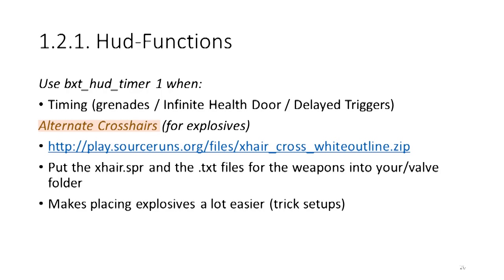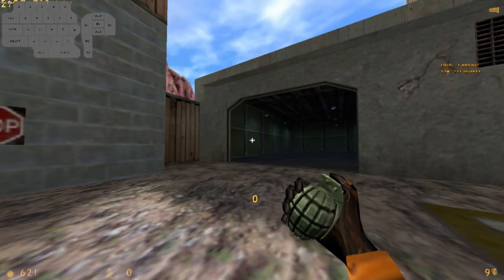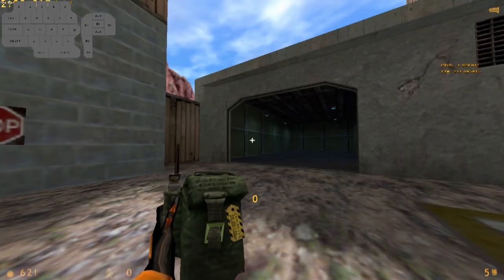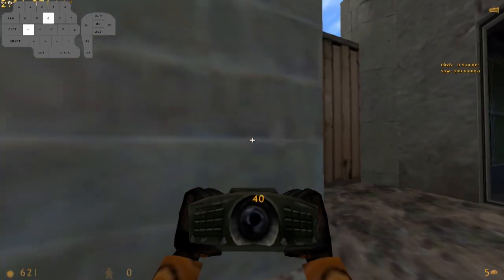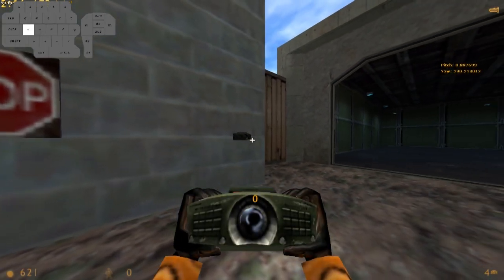Alternate crosshairs can be applied in the game with external programs, and those are especially important or useful for explosives, with which you usually don't have a crosshair. This way, it makes it much easier to place explosives.